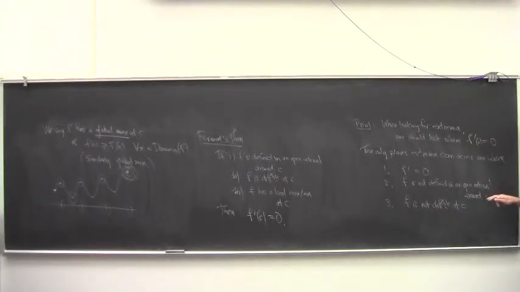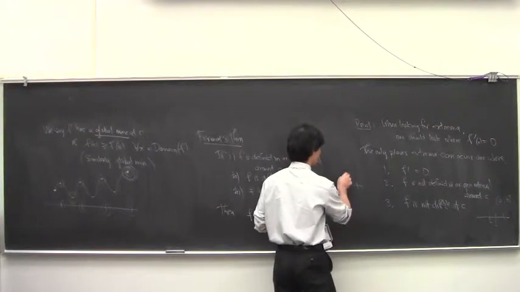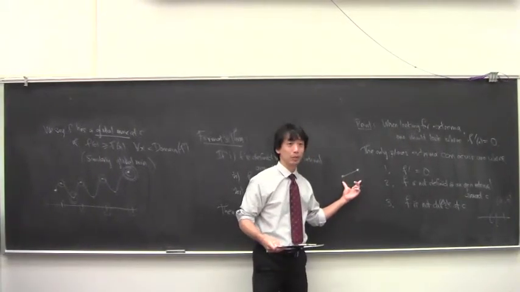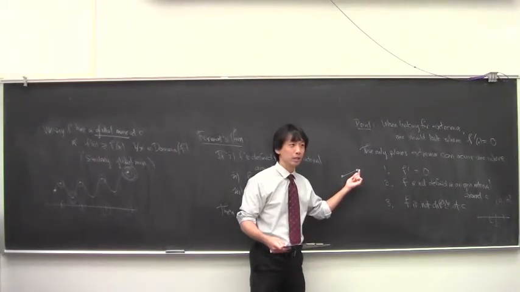What's an open interval again? An open interval is something like this, with the endpoints open. A comma B, with open ends. What's it look like when f isn't defined in an open interval? For example, something like this. So here's an example. Somebody might say, well, you said Fermat's theorem says that the derivative is going to be 0.